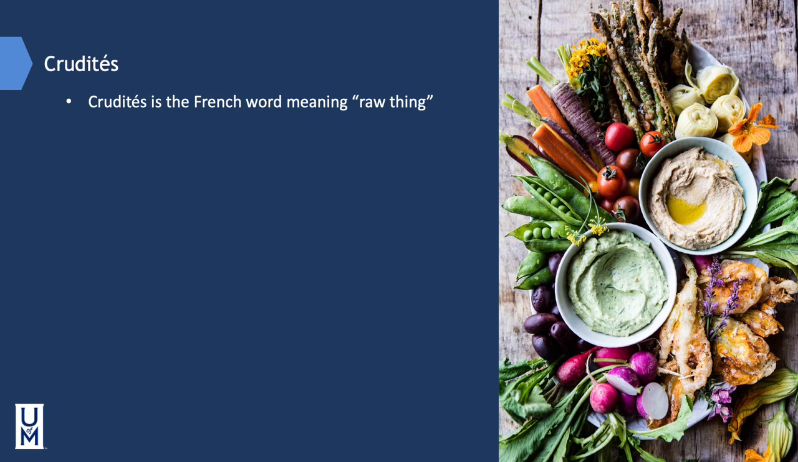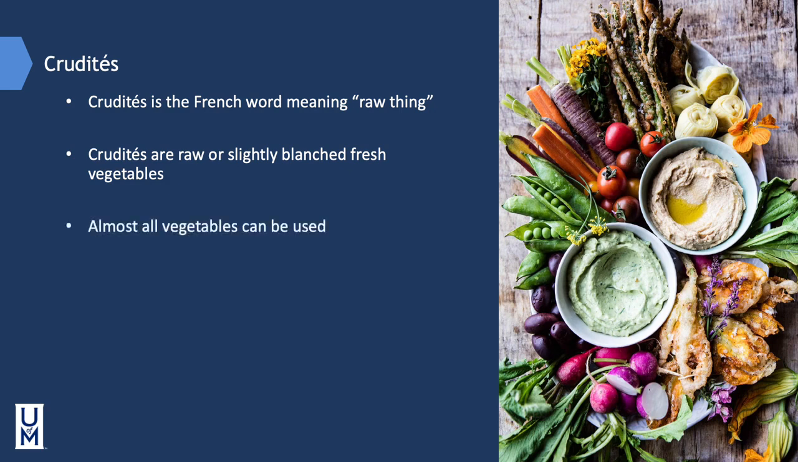Crudité is the French word meaning raw thing. Crudités are raw or slightly blanched vegetables. Almost all vegetables can be used. You do want to have vegetables that have a bit of a crunch to them. If your vegetables are limp, or let's say for instance like a celery and it's not really crisp, you can soak it in ice water ahead of time and this will re-crisp the vegetable. Generally served with some kind of dips, a nice hummus or a baba ganoush or some kind of thickened dip. We'll talk more about dips in just a moment.